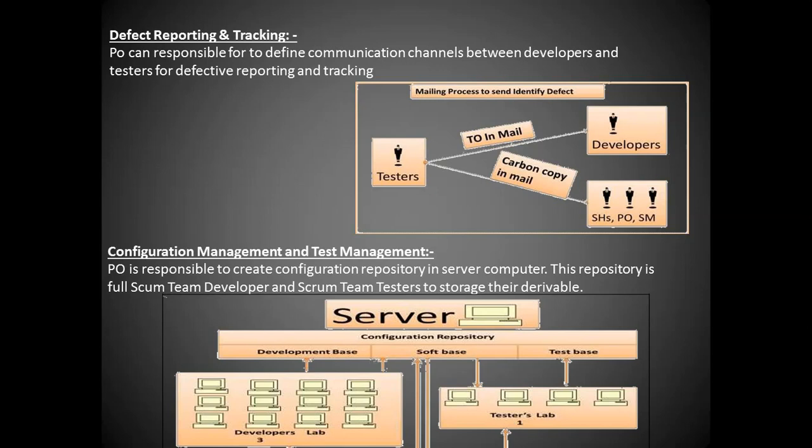Defect reporting and tracking itself. PO is responsible to define the communication channels between the developers and the testers for defect reporting and the tracking itself. Here, if you are sending any defect reports or sending a defect in the mail, whom we need to copy and whom we need to send, all these things. Here the tester is going to be mailing the developer itself. In the CC we need to mention the stakeholders, POs and the Scrum Master itself.